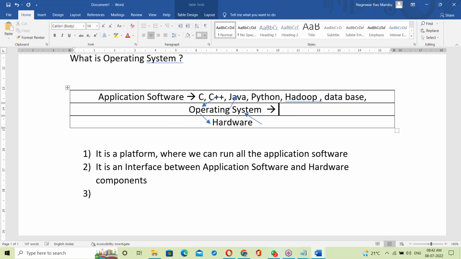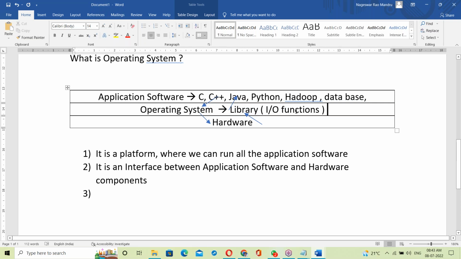One more thing here: in the OS there is a library. That library contains input output functions, which means C language functions. The OS is developed in C language. Windows is in C language, Linux is in C language, Unix is in C language. Almost every OS, Unix, Linux, Windows, Mac OS, Solaris, HP Unix, all these operating systems are developed in C language.